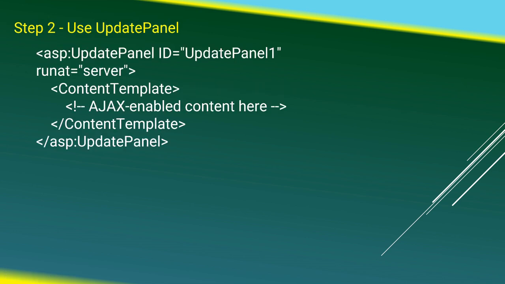Place your controls inside the Update Panel. When we click the button, the label will update via AJAX. Now, let us move to the server-side logic.